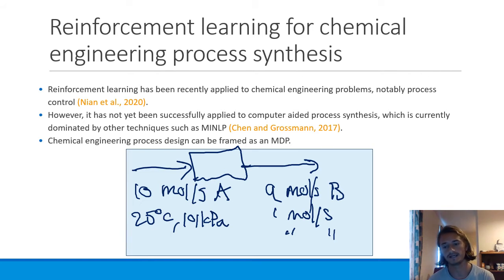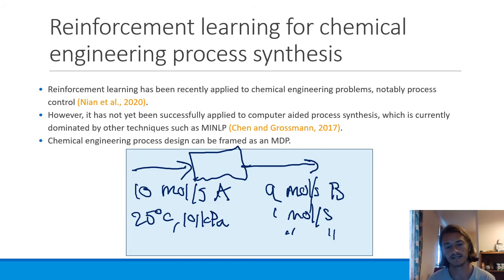The new state would now describe this whole new process configuration. So it would look something like a stream table showing the composition and conditions of both the streams, and maybe showing that A is connected to an inlet of the reactor where B is an unconnected stream, and potentially also the state could include a description of the reactor.